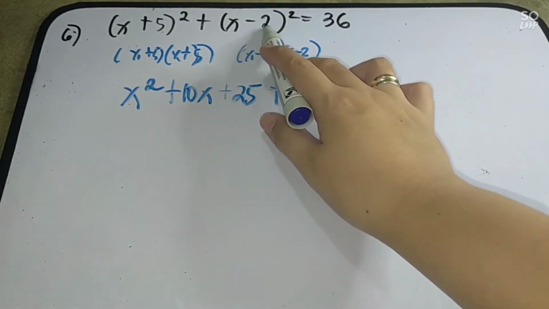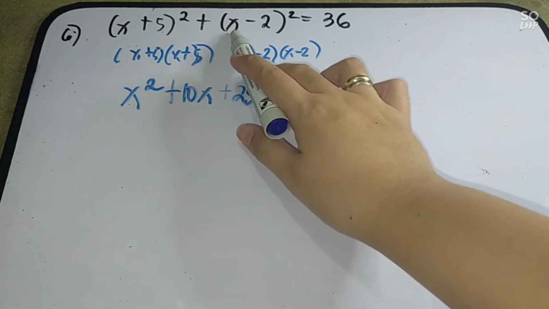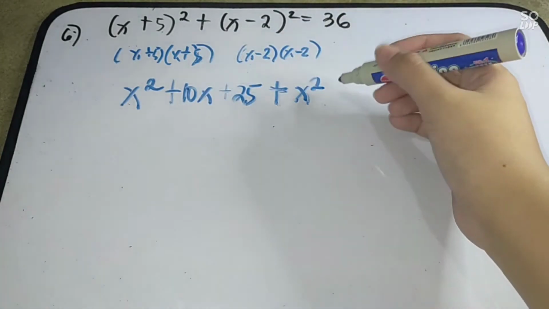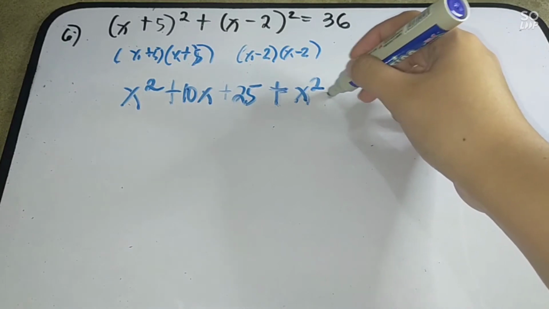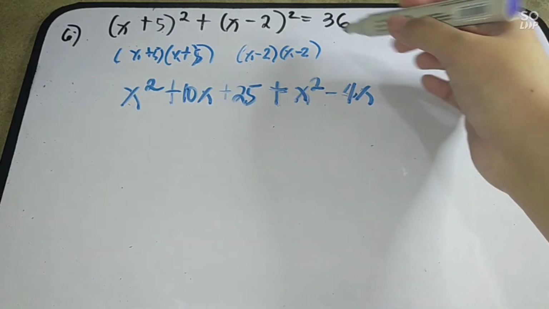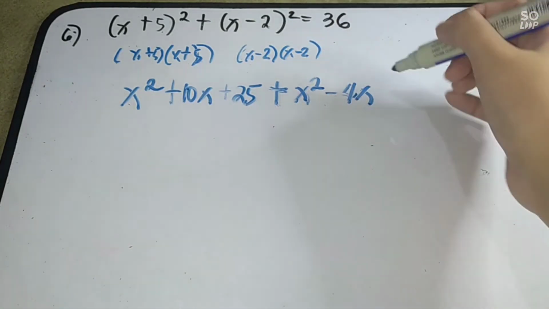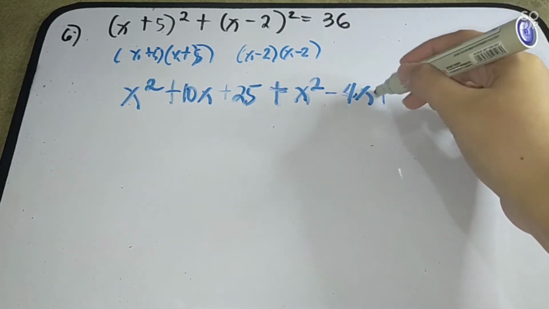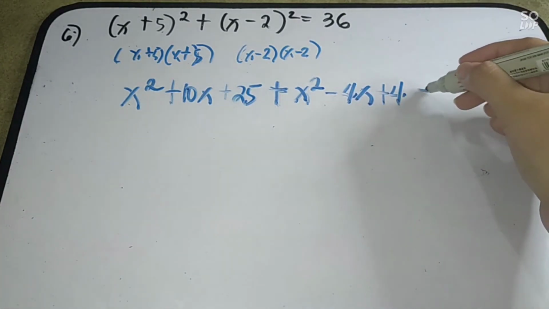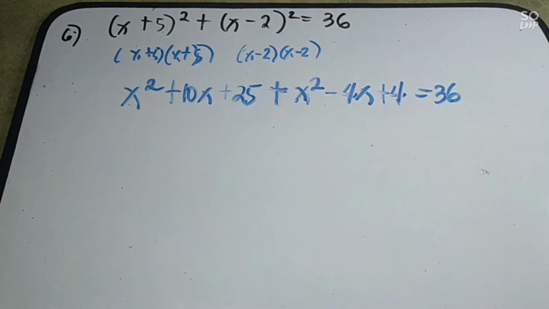Then, multiply mo to, negative 2 times x is negative 2x. Then, doblehin mo lang yung negative 2x. The answer is negative 4x. Then, afterwards, square mo yung 2. 2 squared, we have here 4. So, it is equals to 36.